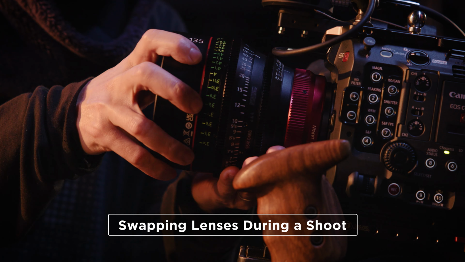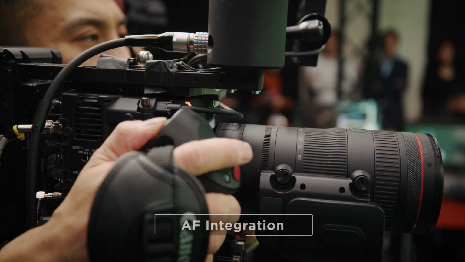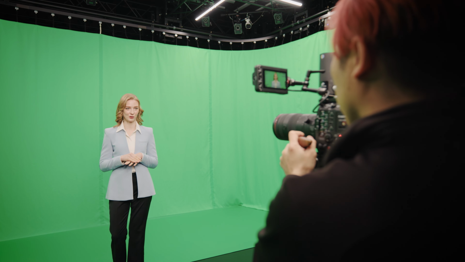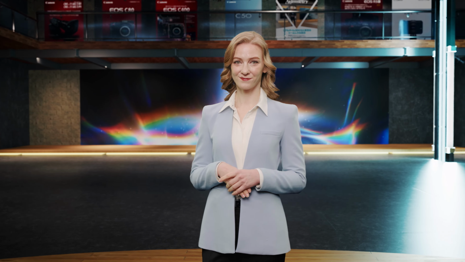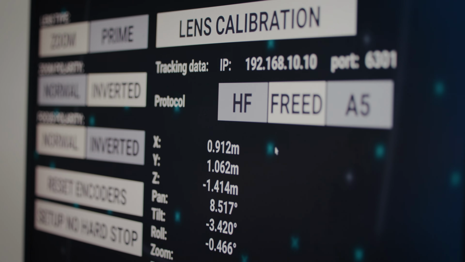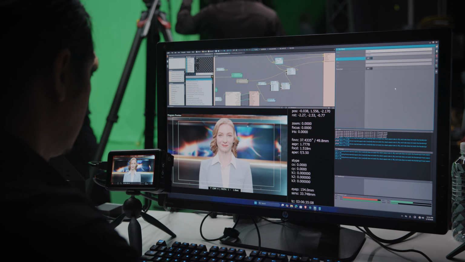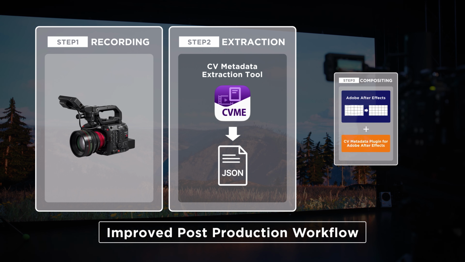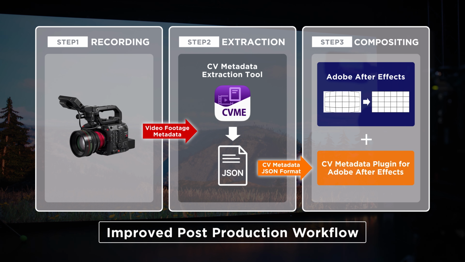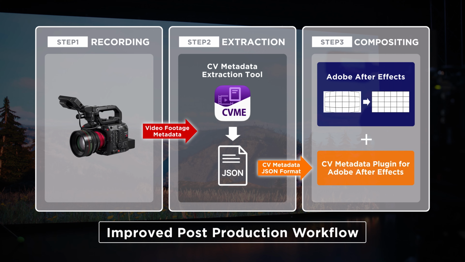Because the system allows for freely swapping lenses during a shooting session and supports autofocus operation, camera work feels much closer to conventional production. And since the same precise lens data captured on-set can be carried into post, CVPS helps create a more efficient end-to-end workflow.